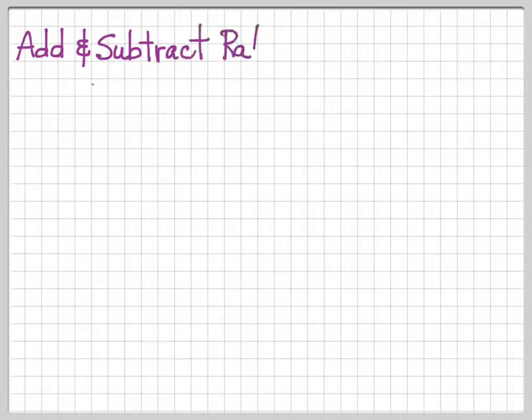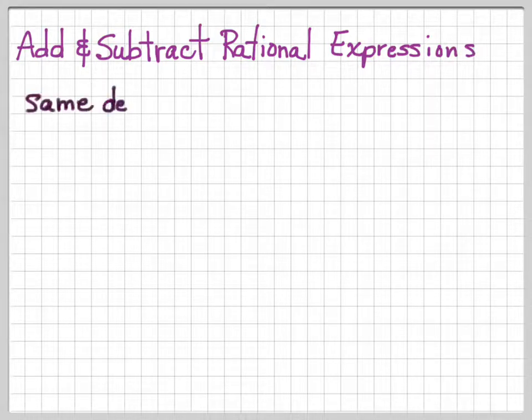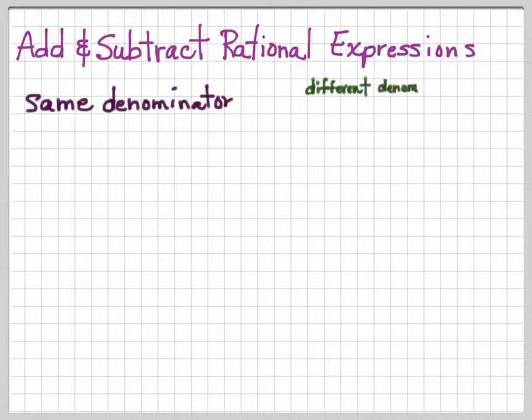So now we're going to add and subtract rational expressions. And this is going to be with the same denominator. This is the easy part. And then we'll do one with different denominators that don't have any like factors. That would be like 1/2 plus 2/5.